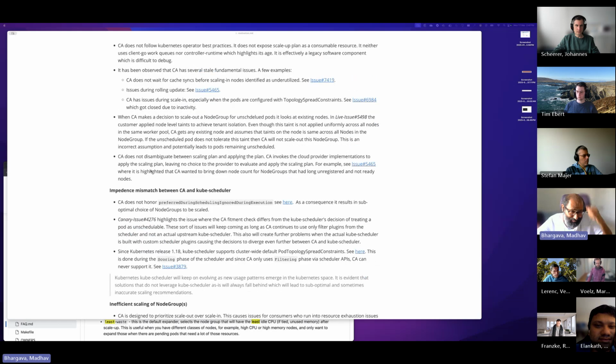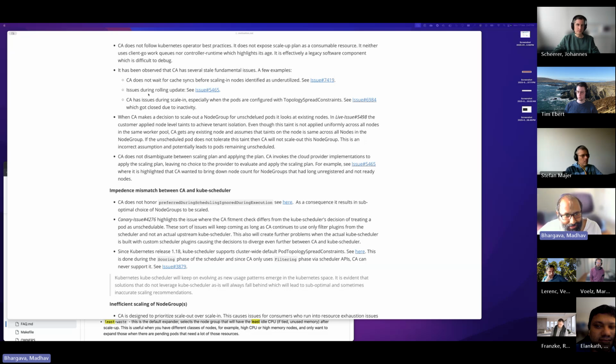So CA doesn't disambiguate between, in CA terminology, it's called scaling plan. So I have been using scale in and scale out, which is the correct terminology, in spite of CA using a very incorrect terminology of scale down and scale up. This is typically vertical.